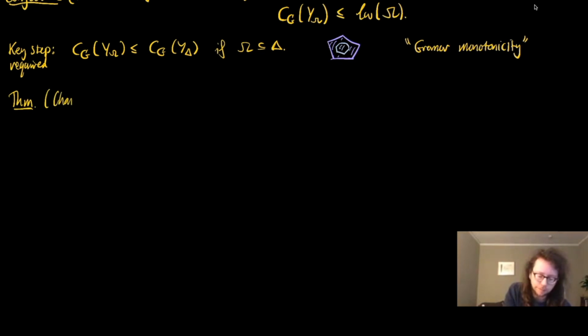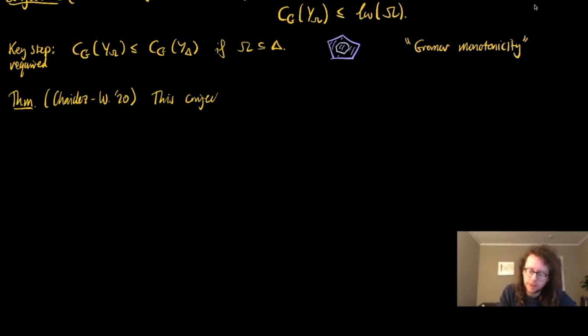The theorem of Julian and myself, I think maybe we proved it in 2020. The paper may have come out in 2021. It is indeed that this conjecture is true in dimension 2.